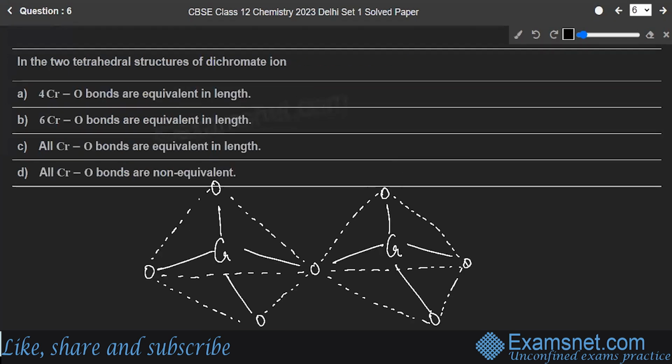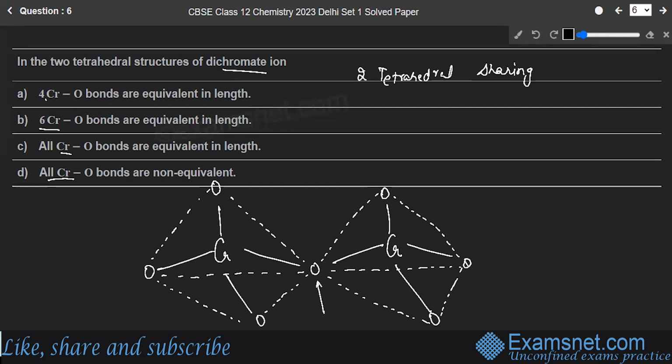Question number 6. In the two tetrahedral structures of the dichromate ion, which of the following is true? Four Cr-O bonds are equivalent in length, six Cr-O bonds are equal in length, all are equivalent in length, or all are non-equivalent in length. See, the dichromate dianion consists of two tetrahedra sharing an oxygen at the center, which is given by this one. Now, the chromate ion has the tetrahedral structure.